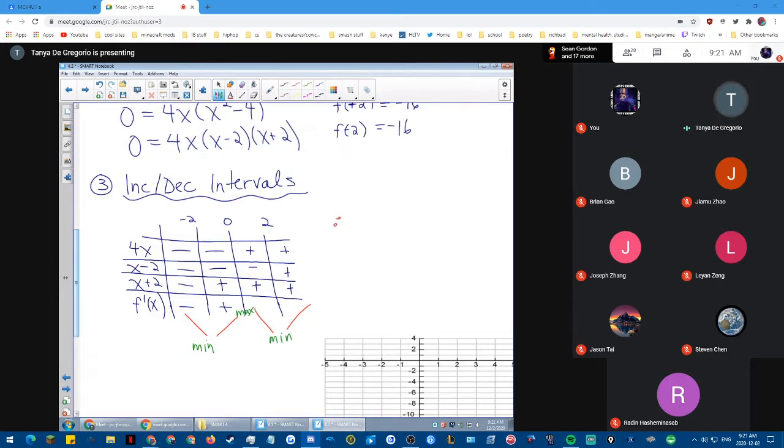So, therefore, minimum at -2, -16, and 2, -16, maximum at 0, 0. Okay, so let's draw this.